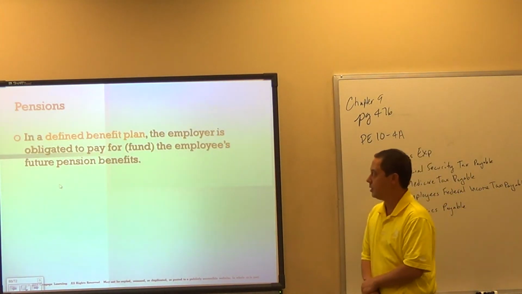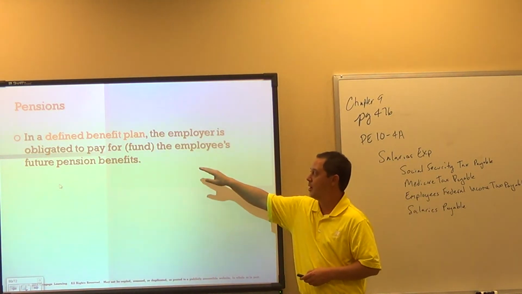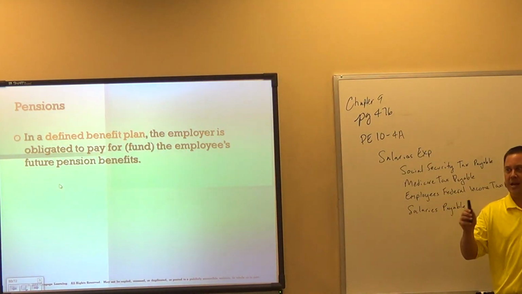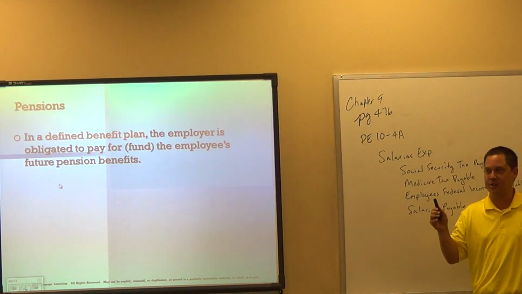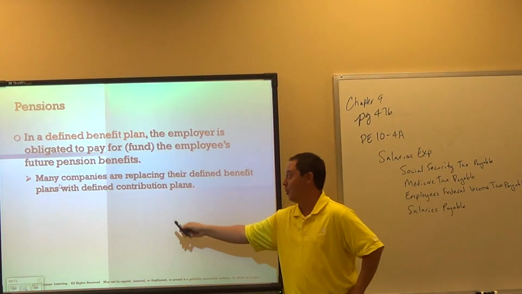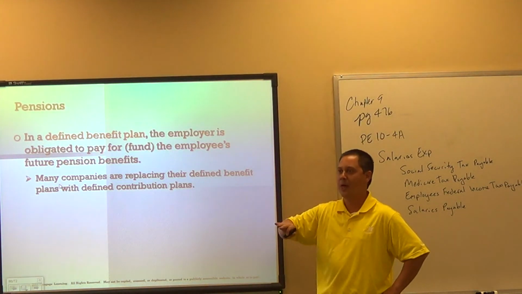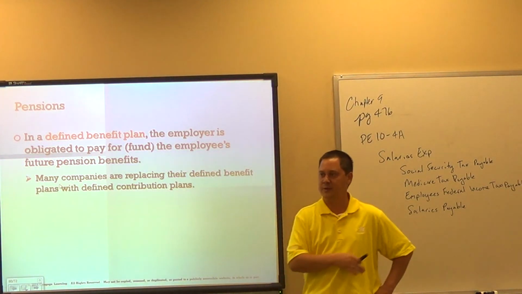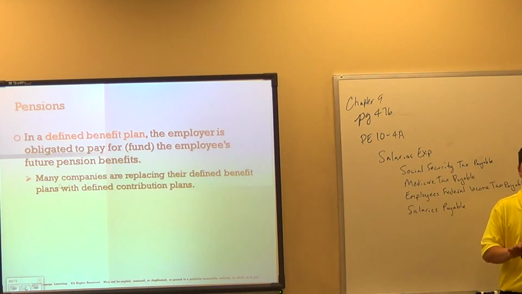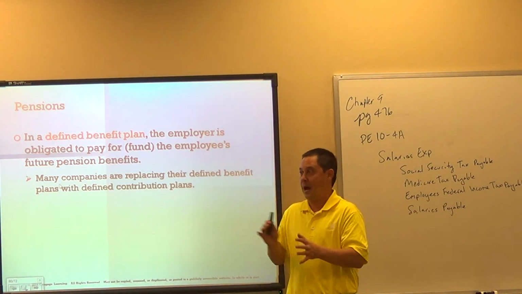company. In the defined benefits plan, the employer is obligated to pay for the fund's employees' future pension benefits. So they're investing it, and they need to get the money out of that money. They're the ones housing this money here. So many companies are replacing this benefits plan with a defined contribution plan, because they're not responsible anymore. Especially the problem is they're not getting the returns that they expect. So put it out to the employees to make the decision there.